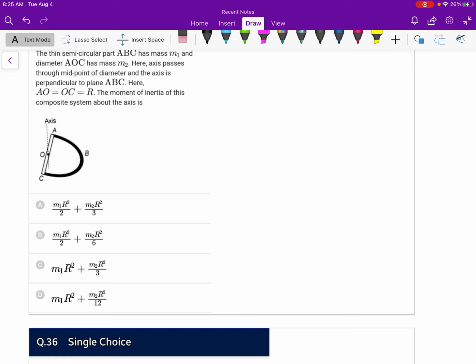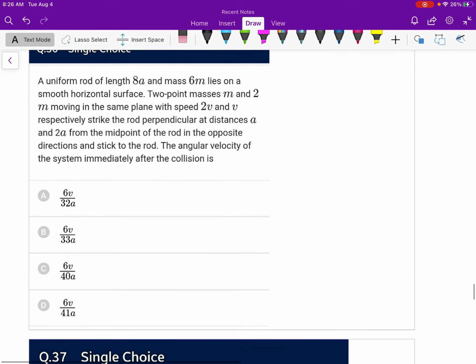The thin semicircular part ABC has mass m1 and m2 and moment of inertia about the axis which is normal to the plane of this given rigid body. So for the rod, moment of inertia is m2 length square upon 12. Of a ring, semicircular ring, the entire mass is at the same distance from the axis. So this is m1 r square. So m1 r square plus m2 r square by 3. So C is the correct option.